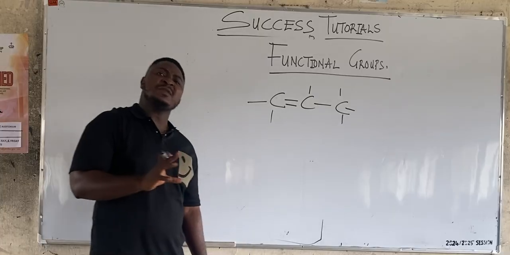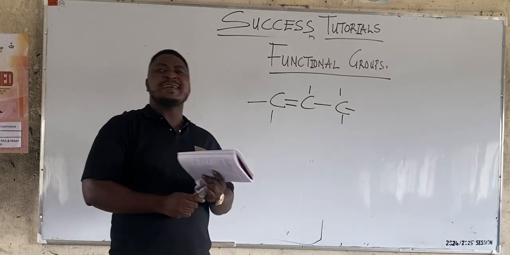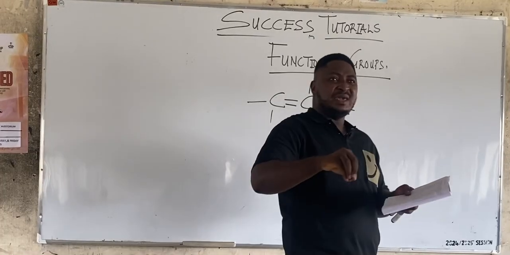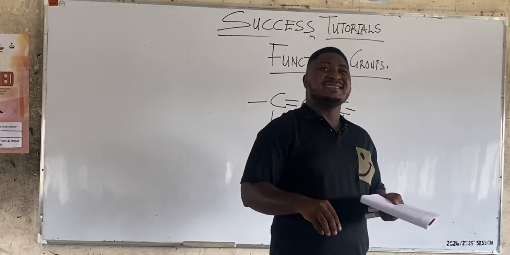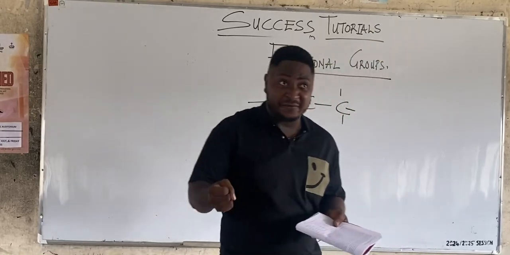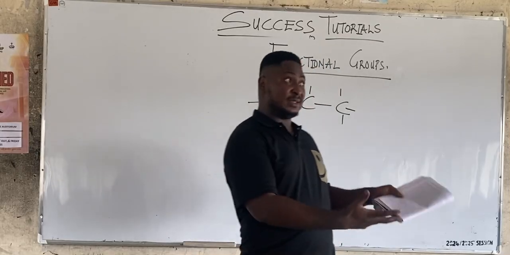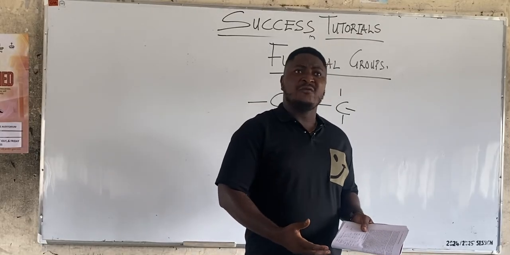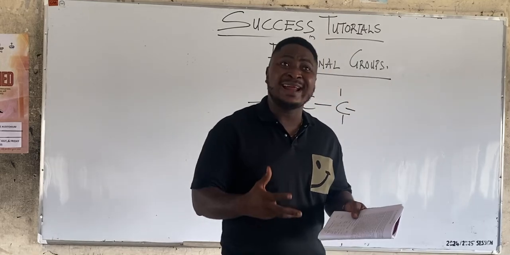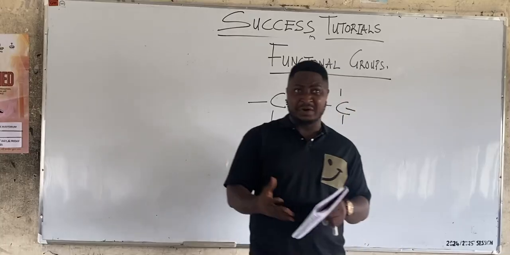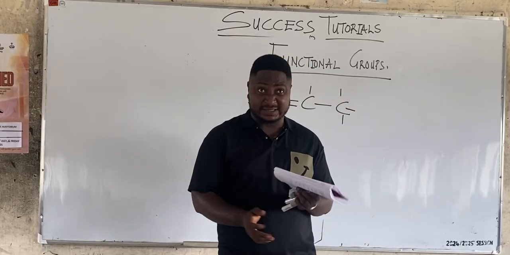It doesn't have to be something special, but in every organic compound, there's a special group that determines how that compound will behave, how it will react, who it will react with and who it will not react with. So the functional group is very powerful because it determines how the compound will behave, how it will react, how it will not react, and even its properties.